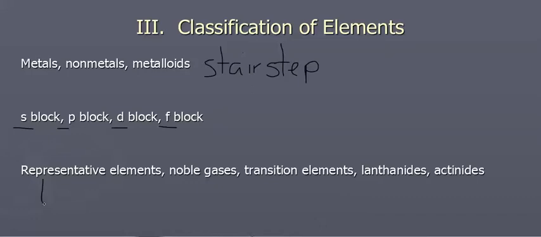Representative are the A groups 1 through 7A. Noble gas, group 8A specifically. Transition elements, the B groups right there in the middle of the periodic table. Lanthanides are the 4f series. They start with lanthanum. Actinides are the 5f series. They start with actinium.